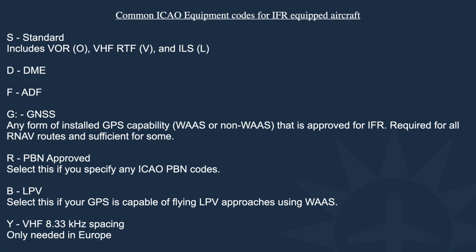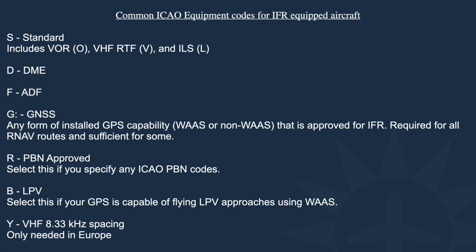The next code, the Romeo code, this is the one that gets missed most often because people don't really understand what that means, so they don't select it. But if your GPS or whatever you're using as navigation out there allows you to have RNAV capability, then you are PBN approved. So go ahead and select that, because if you don't have the Golf and the Romeo selected in the equipment codes, you will not be able to put anything into the PBN codes. And I'll explain why that's important later. But if you are RNAV capable, select the Romeo.